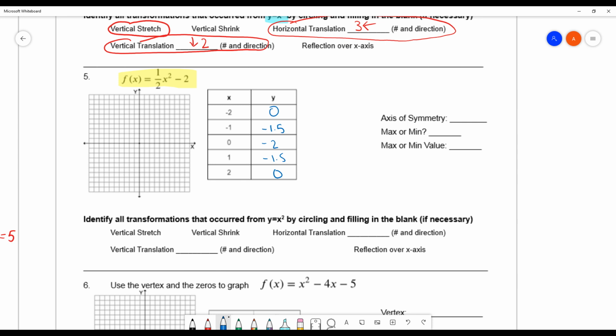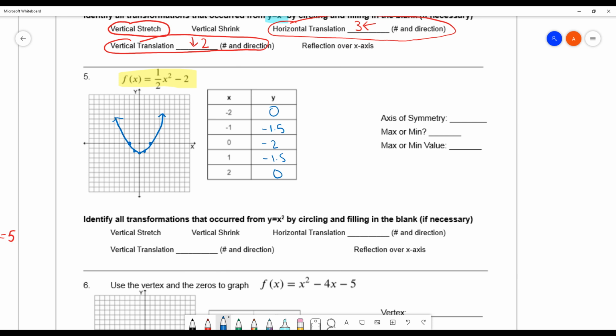Now, it's okay to have decimals in your graph. It happens sometimes. We just have to estimate where they're at, and 0.5 is not hard to do. My first point is at negative 2, 0. Then negative 1, negative 1.5. So I'm going to go down 1 and then half a box more. Okay. 0, negative 2 will be right there. Another 1.5, and then back up to 0. And my last step is to trace your parabola out here right now.